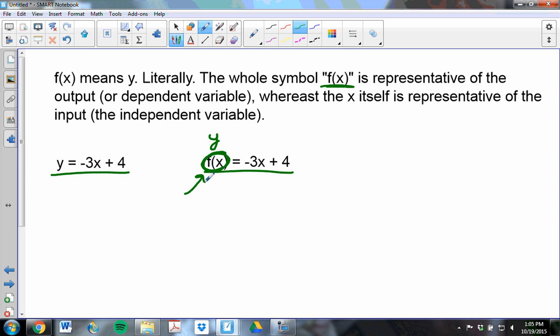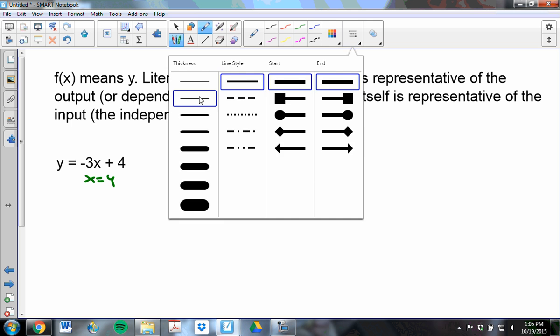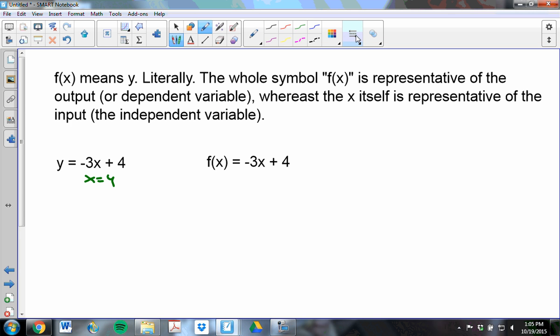Well, there's a few really nice points. One of them is, A, you know you have a function when you see that notation, but it also makes seeing inputs and outputs a lot simpler. Here, if I wanted to have an input of 4, I would write x equals 4 and I would say y equals negative 3 times 4 plus 4, which is negative 12 plus 4, which is negative 8. So I'd say y equals negative 8, and then I would have 4 comma negative 8.